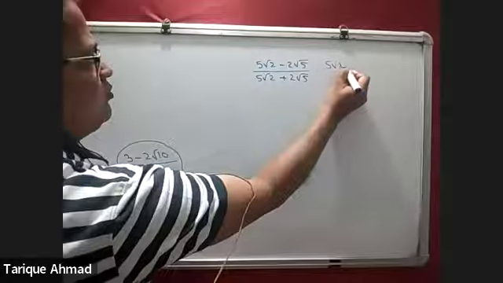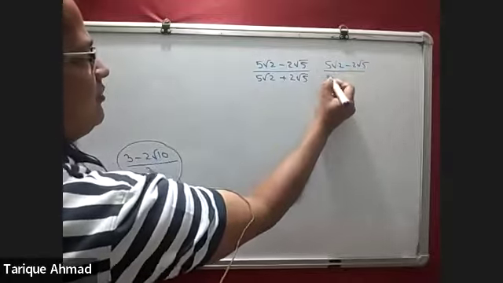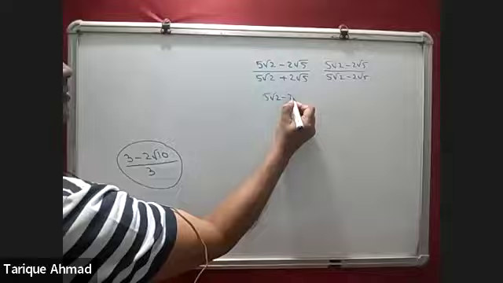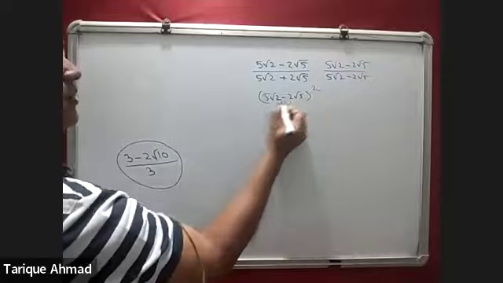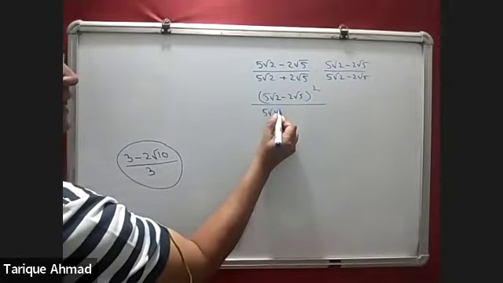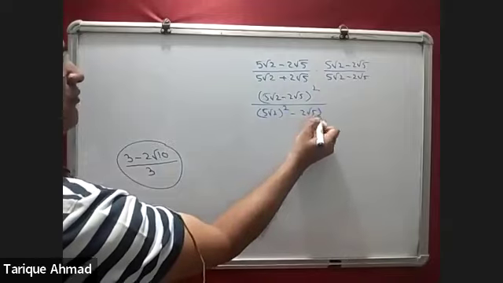See, 5 root 2 minus 2 root 5, whole square. 5 root 2 square and 2 root 5 square. This is 7, sorry, yeah, it would be 7.